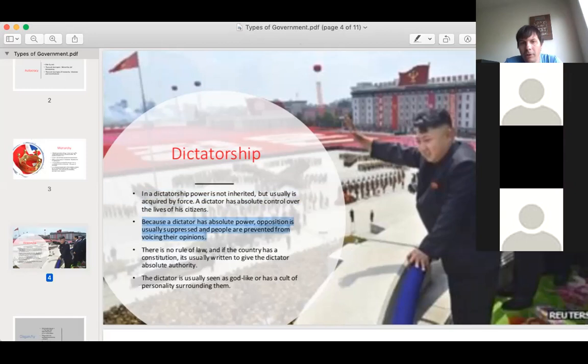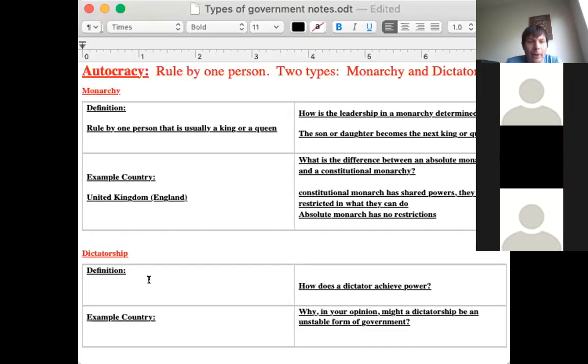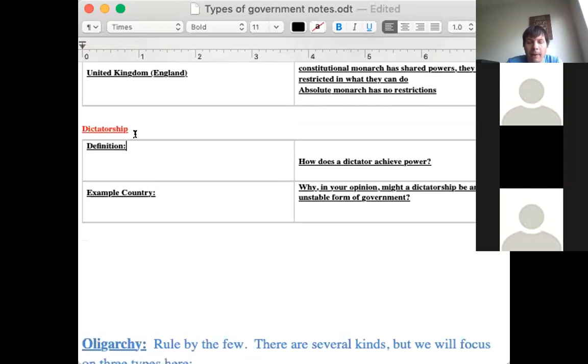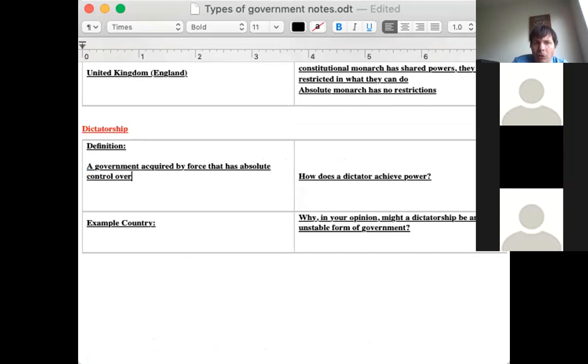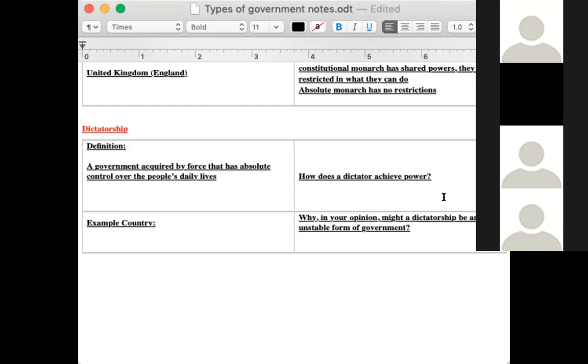Okay, that's perfect. So let's go to our sheet. Where are we going to put that? Right here? Definition. All right. So, Nate, can you repeat what you said? A rule acquired by force with absolute control over the people's daily lives. Oh, I'm going to tweak that just a little bit. A government acquired by force that has absolute control over, how did you word it? The people's daily lives. People's daily lives, the citizens' daily lives, however you want to word it. Guys, do you think that's a good definition? Yeah. Yeah? Okay. So let's look at the next part, because he just kind of answered it, didn't he?